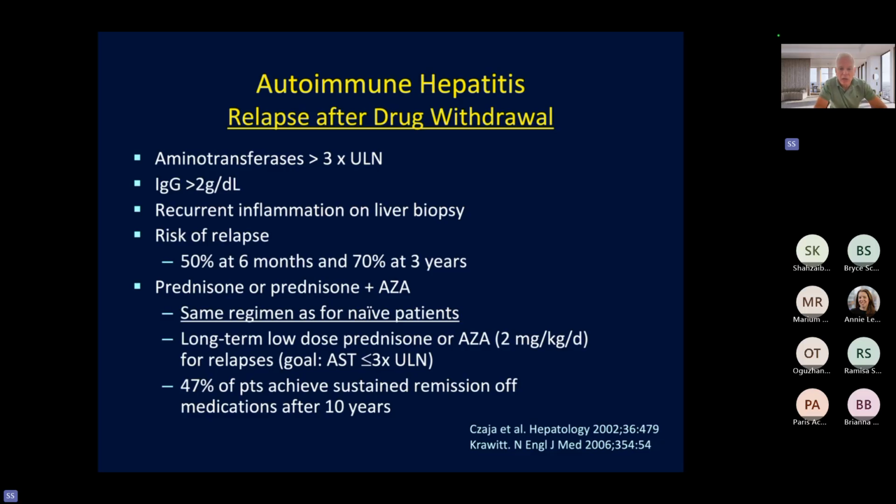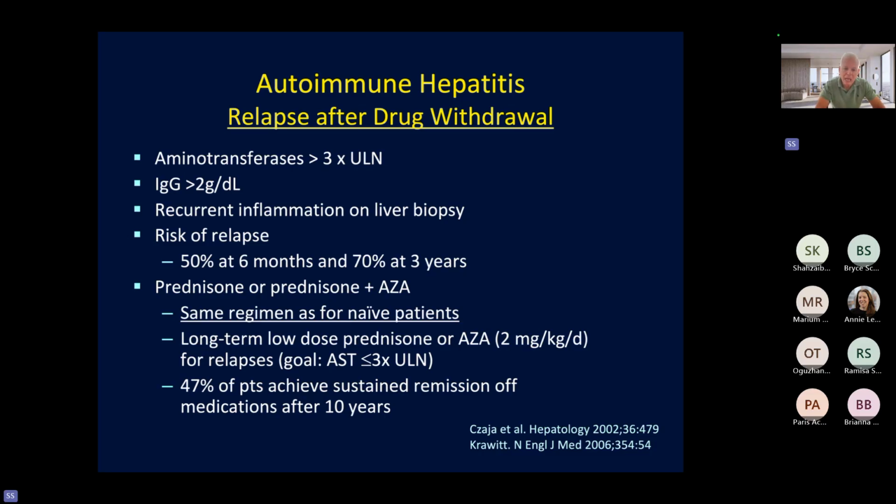How do we characterize relapse after drug withdrawal? Obviously, an elevation in your aminotransferases, an elevation in your IgG, recurrent inflammation. The risk of relapse is 50% at 6 months and 70% at 3 years following withdrawal of therapy.